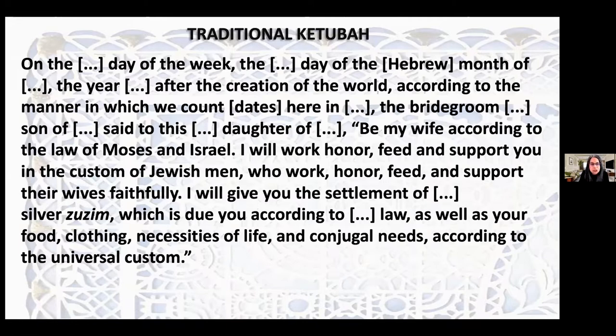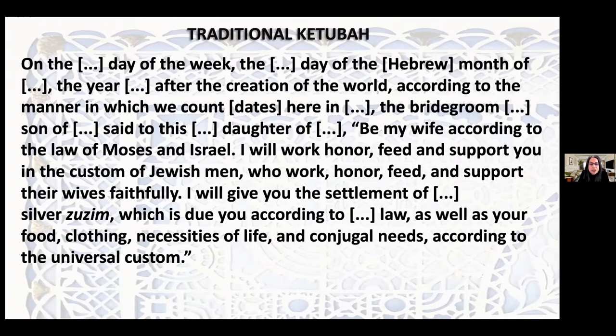All right, so this is a traditional ketubah. On whatever day of the week, the day of the Hebrew month of, now day of the week means, if it's the fifth day of the week, if it's the third day of the week, whatever, and the year after the creation of the world, because in Hebrew we count the year based on when the world was created. So right now it's the year 5781, which means that, if you are traditional, you believe the world was created 5,781 years ago, according to the manner in which we count dates. And a lot of times they'll also put the date here in the US.